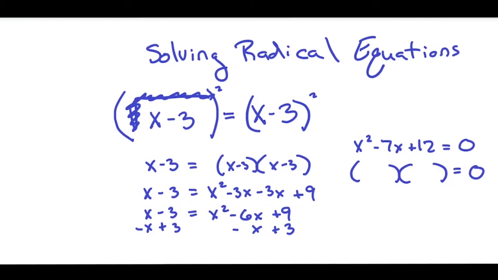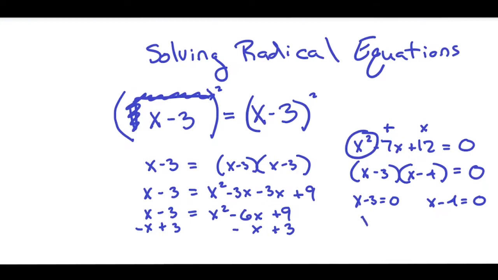Now two numbers that multiply to be positive 12, but add together to be negative 7 are negative 3 and negative 4. So I can factor this x squared into an x and an x. So now I have x minus 3 times x minus 4 equals 0. I will set each of them equal to 0. So I have x minus 3 equals 0, and I have x minus 4 equals 0.